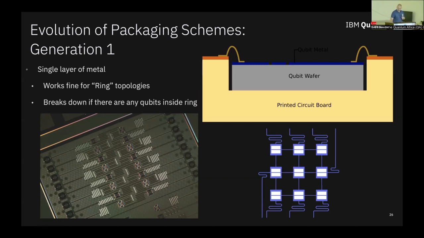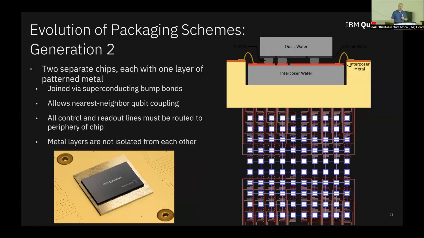So that brought us to what we call our generation 2 packaging. And what we did here was we added a second chip to the stack, and we added superconducting bump bonds between our qubit chip and the interposer wafer. And the neat thing now is I can put my qubits on one of these wafers with all the bus couplers that connect them, but then I can bring the signals in on the bottom wafer. That lets me have signals cross each other because I have these two clean interfaces. I can route signals right into the center of the chip. But it has some disadvantages as well. These metal layers aren't particularly well isolated from each other.